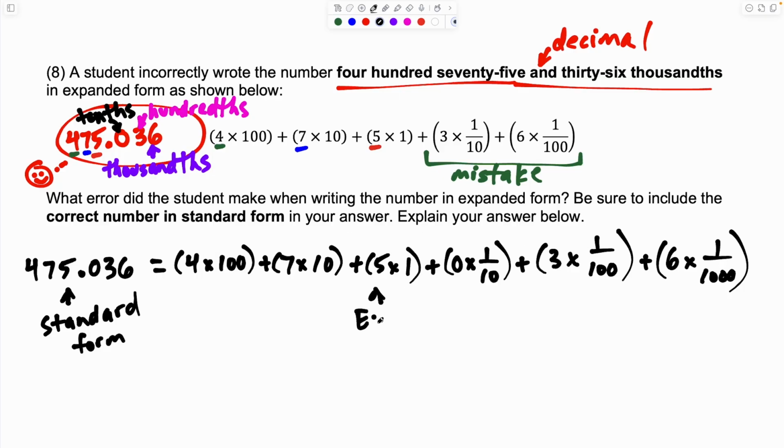So this one here is the expanded form, but they told us to explain. When we have to explain, we can't just correct this student's work and write it nice and then move on, because we'll lose points for not following the directions. We have to first identify what error the student made when writing the number in expanded form. It is that they used the wrong place value for the 3 and the 6.